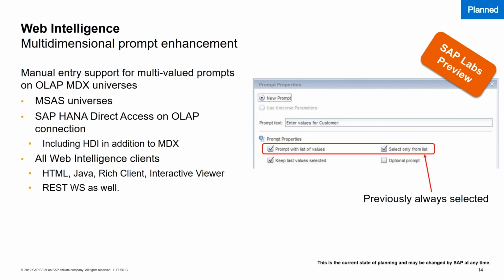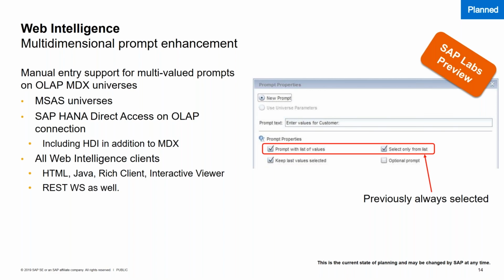Another thing we did improve is really specific functionality which has been asked for by some customers. This is related to the fact that when you create an OLAP universe on top of, for example, Microsoft MSAS, and you create a prompt on top of a hierarchical dimension, the way you fill in the prompt before SP7, you had no choice.